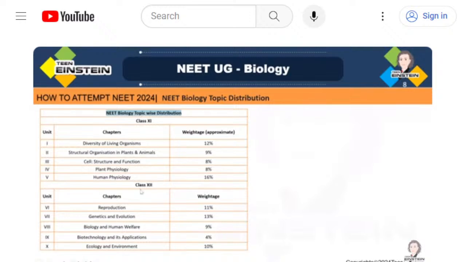Then if you're going through the class 12th chapters, there also reproduction has 11%, genetics and evolution 13%, biology and human welfare 9%, biotechnology and its application 4%, ecology and environment 10%. And in biotechnology and its application, we are getting only 4%. So you can learn only the main concepts, the technologies and those things. If you learn that, that will be enough.